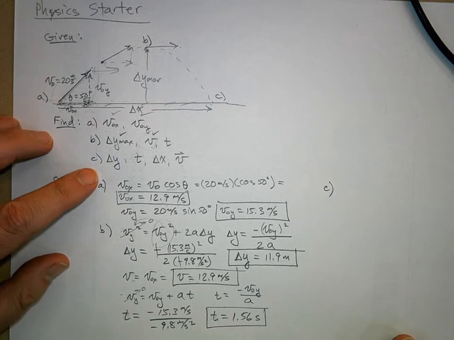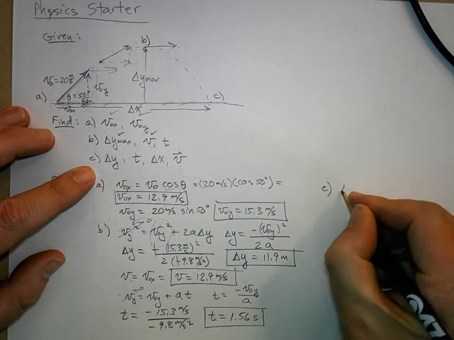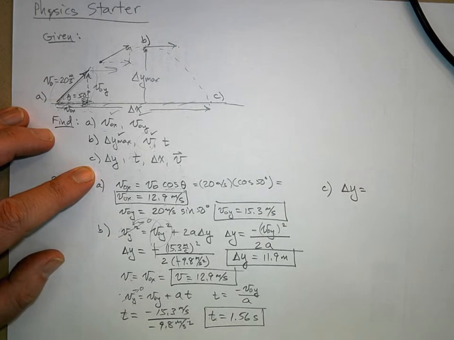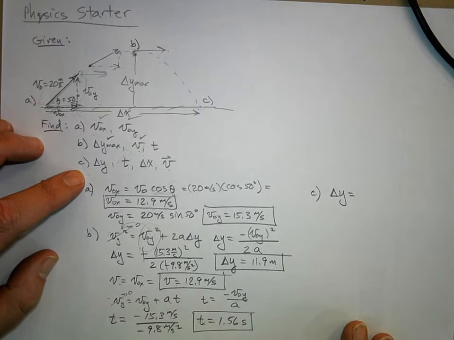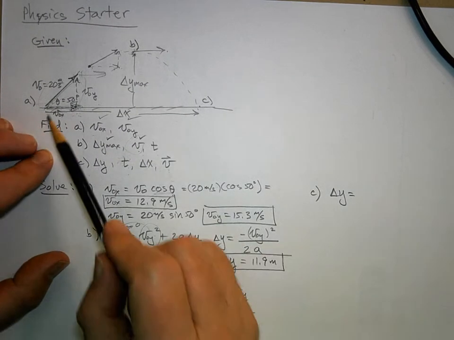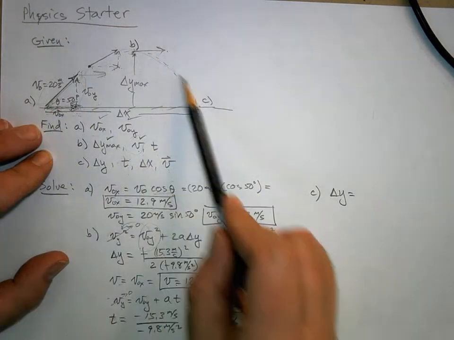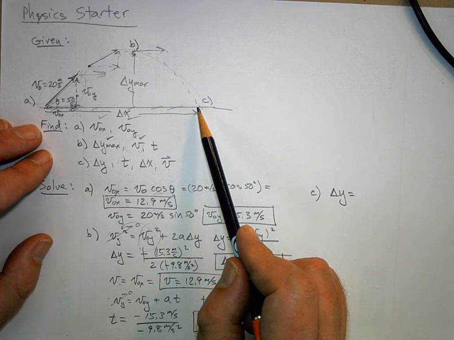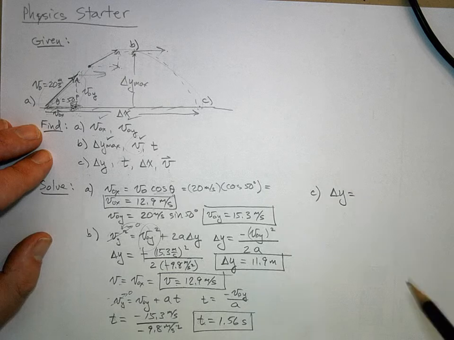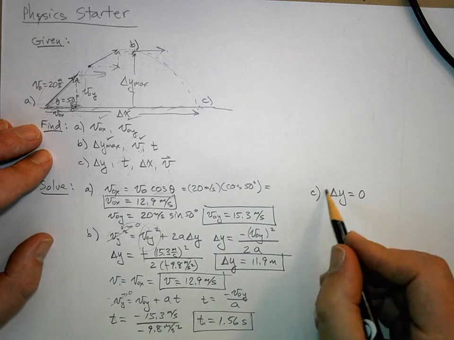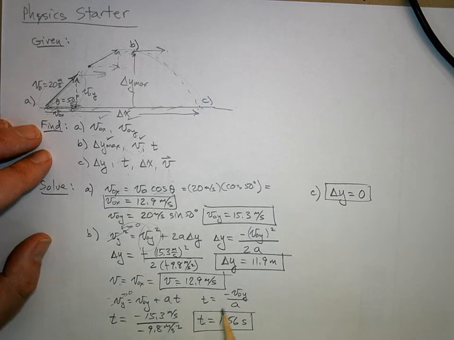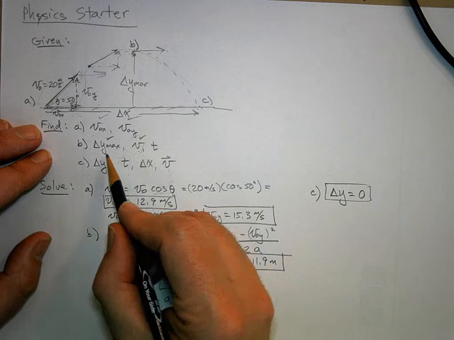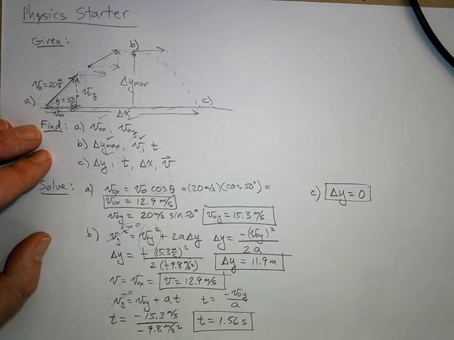We want to know delta y for the whole thing. Do I need to do any computation? No. I just need to think. It starts at this height, goes up, and ends at the same height. Y initial and y final are the same height. Therefore, delta y is 0. So we got that. Now I want to know the total time.